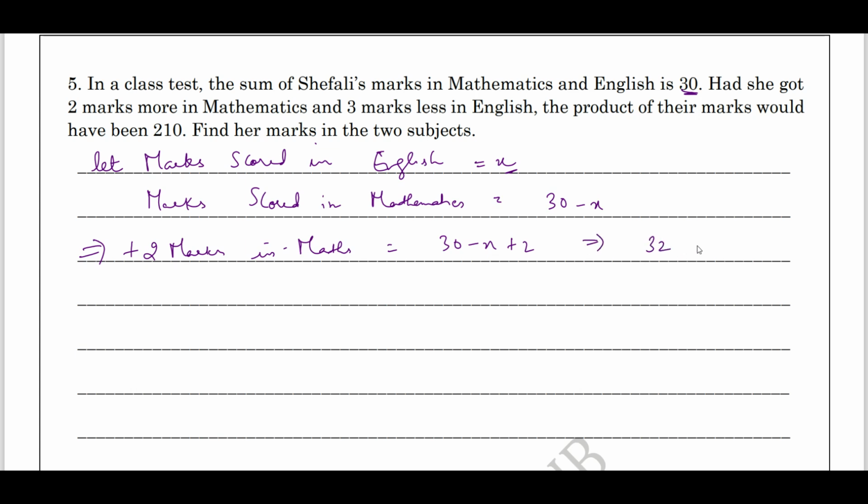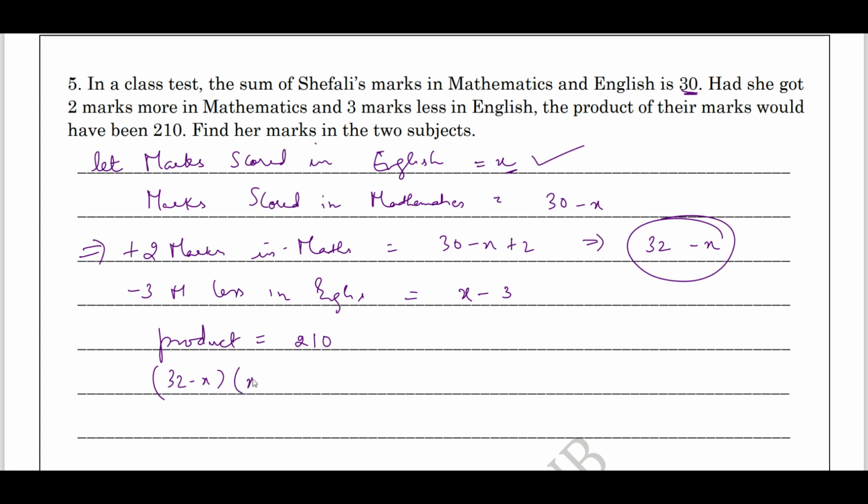32 minus x, and minus 3 marks less in English, that is, what she has scored is x, minus 3 means x minus 3. Now what is the product? Product equals how much? It is 210. What is the product? The first condition is what? 32 minus x into x minus 3 equals 210.